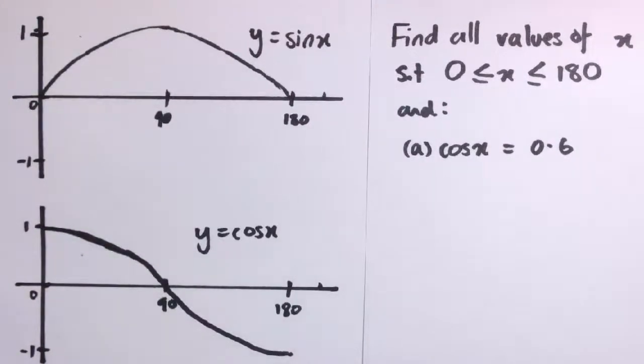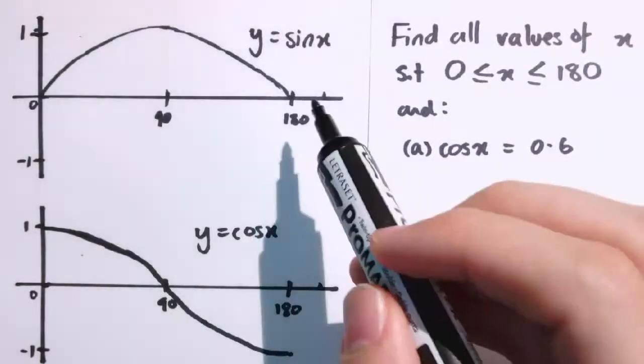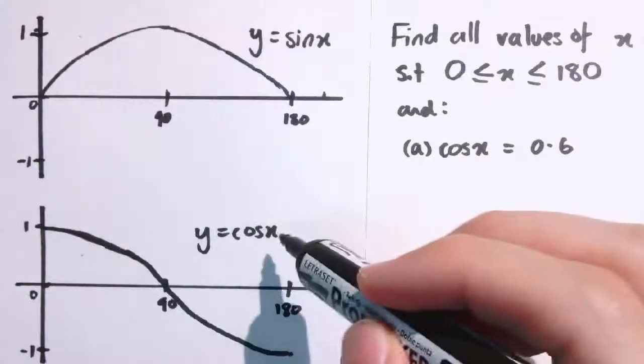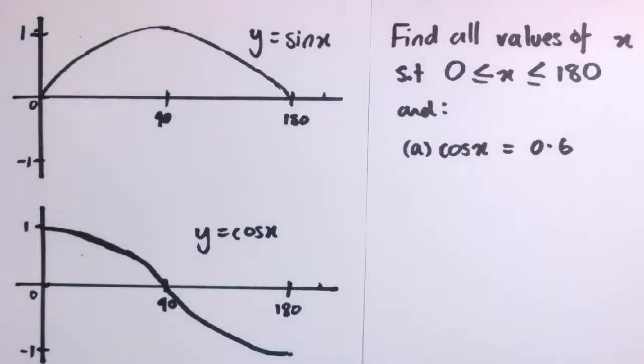In this video we're going to look at solving some simple equations involving sine, cos and tan. To start off with, I've just got the graphs of y equals sine x and y equals cos x between 0 and 180 degrees here.